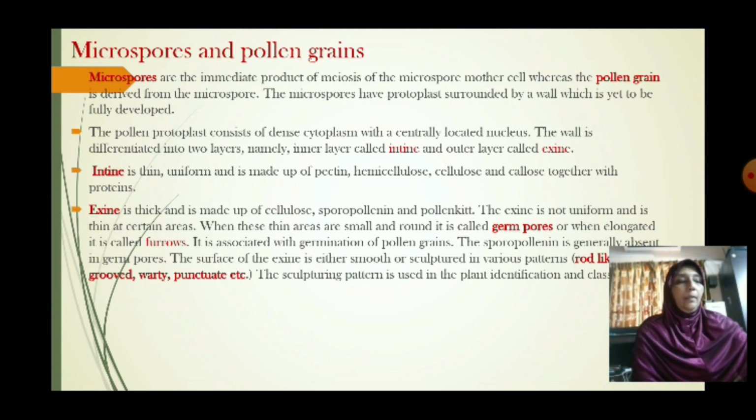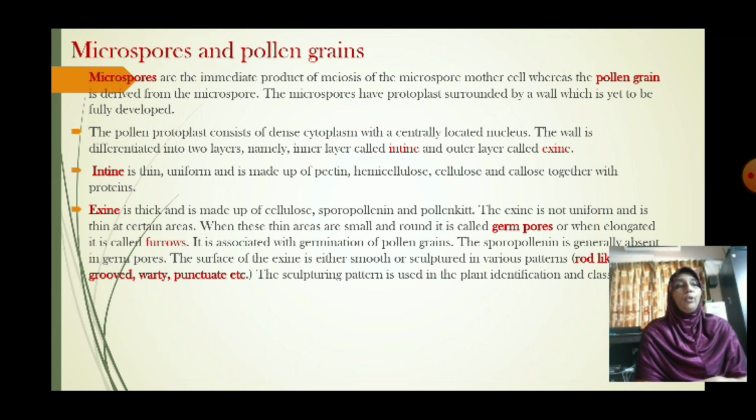Next are the microspores, the intermediate product of meiosis of the microspore mother cell, whereas the pollen grain is derived from the microspore. The microspores have protoplast surrounded by a wall which is yet to be fully developed. The pollen protoplast consists of dense cytoplasm with a centrally located nucleus. The wall is differentiated into two layers, the inner layer called intine and the outer layer exine. Intine is thin, uniform, and made up of pectin, hemicellulose, cellulose and callose together with proteins. Exine is thick and made up of cellulose, sporopollenin and pollen kit.